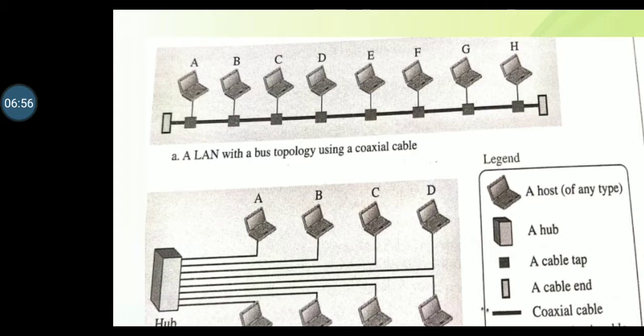Then, if the collision happens in the middle of the cable, not at the end, station A hears the collision earlier and aborts the transmission.